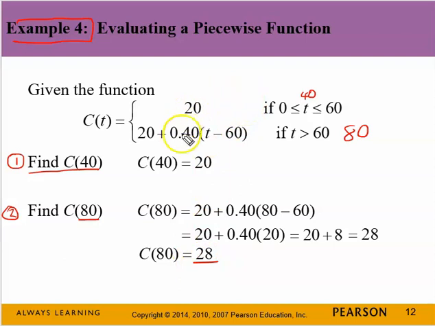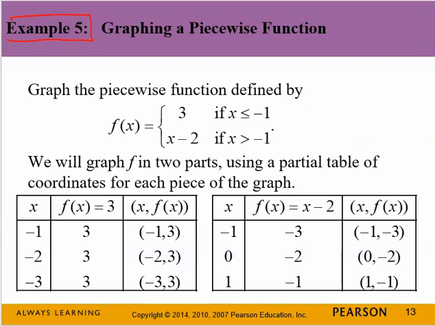So again, we're taking pieces depending on the qualifiers here, the restrictions. Let's go on. Now, this is somewhat tedious because we need to look carefully at what the parameters are and then get some points so that we can graph it.